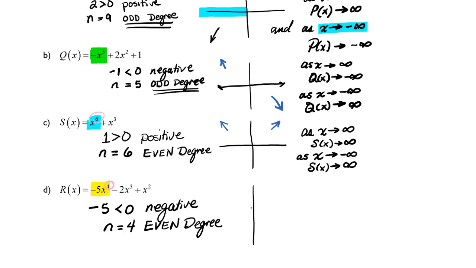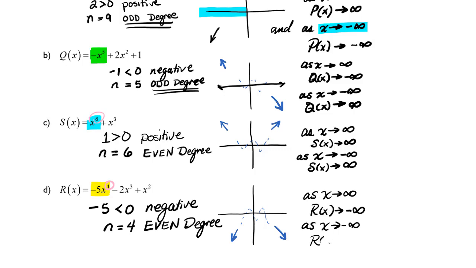That gives me enough information to sketch my end behavior, which will be in the bottom left and bottom right quadrants. Notice I don't care what's happening in between the end behaviors. All I'm curious about is where the graph will end up at the end. As x approaches positive infinity, r of x approaches negative infinity. And as x approaches negative infinity, r of x also approaches negative infinity.